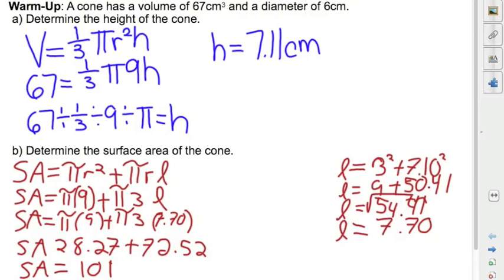Aaron's got on here the volume formula, which is good. So we've got 1/3 pi r squared h, right? Similar to the volume of a pyramid, which is 1/3 the area of the base times height.